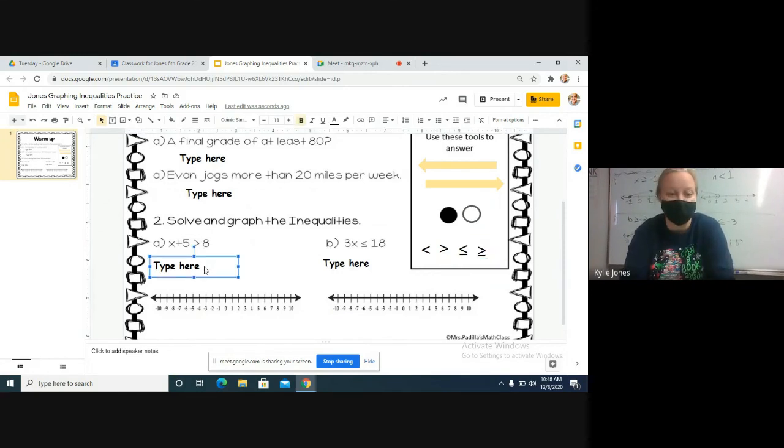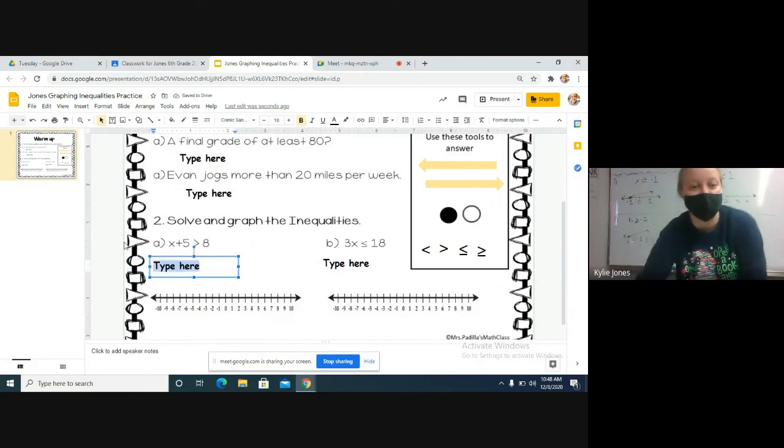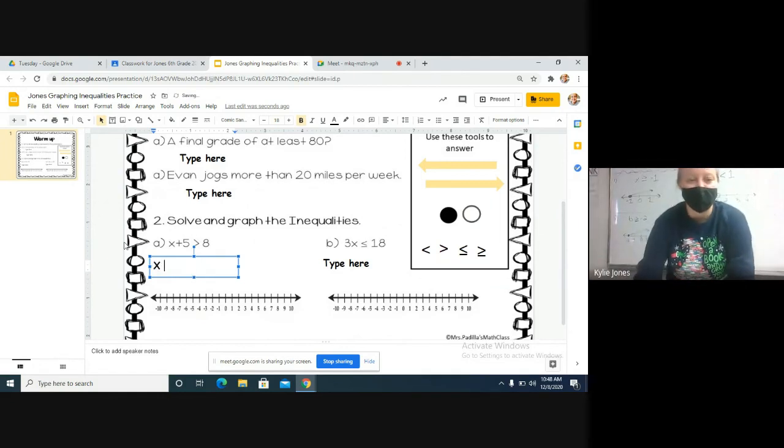Where it says type here, you need to type the inequality. So it'll be something along the lines of X is greater than, less than, greater than or equal to your answer. Solve the inequality. We've solved the inequalities for a week.